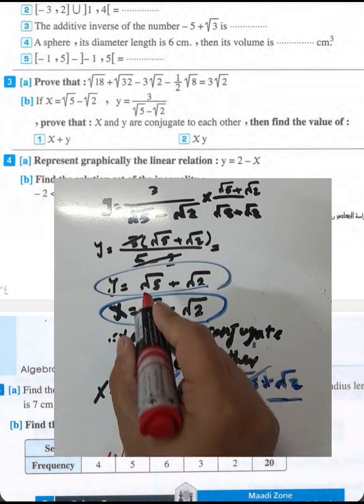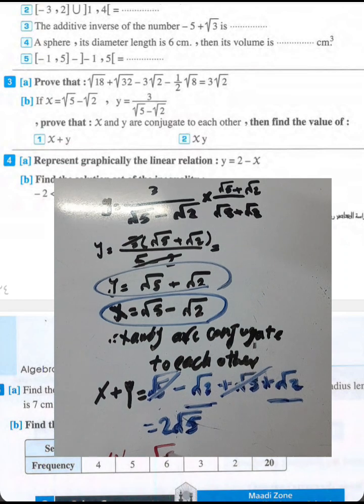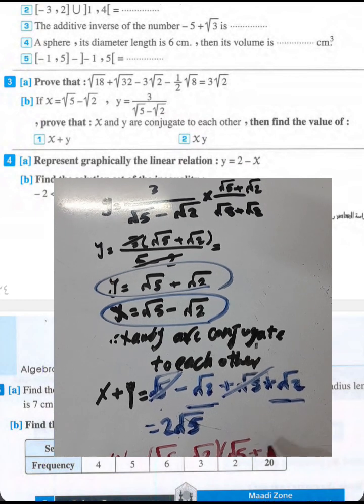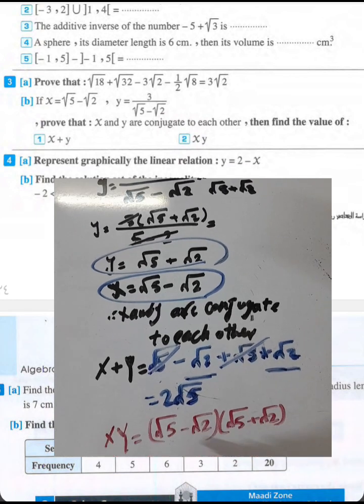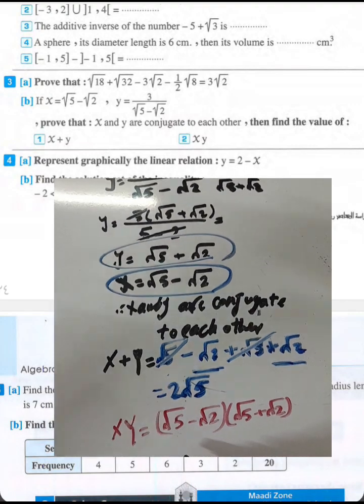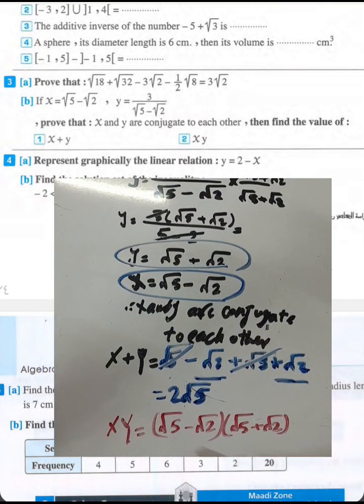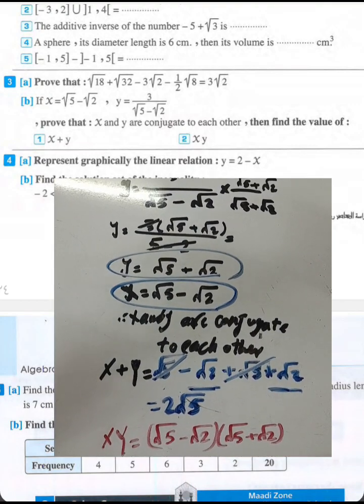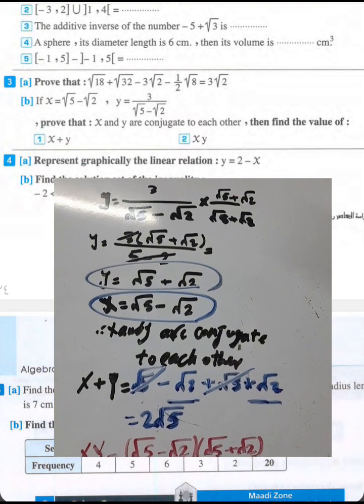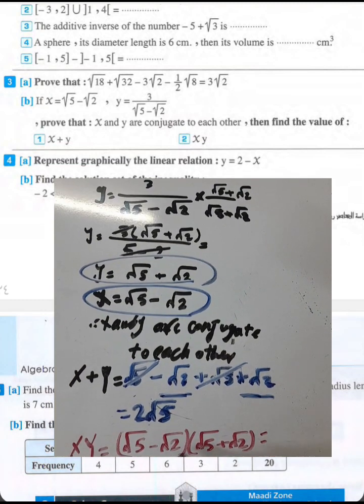We have x, root 5 minus root 2 times y, root 5 plus root 2 times between them. We have conjugate. The result will be first times first, subtract second by second. The result will be 5 minus 2, because root 5 times root 5 will be 5.